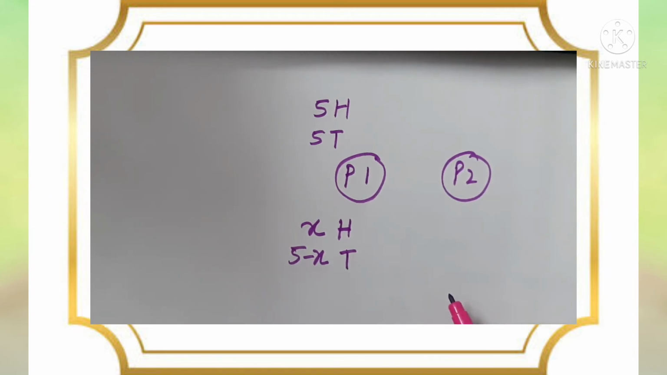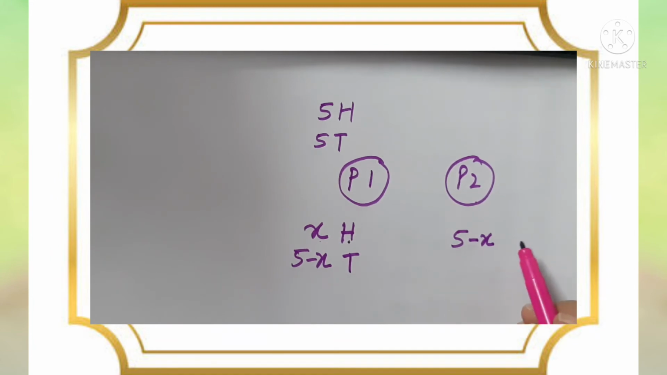Now let us come to pile number 2. If X coins in pile number 1 have heads up, how many coins in pile number 2 will have heads up? There are 5 coins having heads up in total, so 5 minus X coins will have heads up in pile 2. How many coins will have tails up? X coins will have tails up.